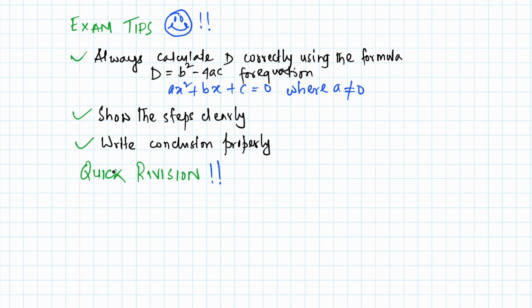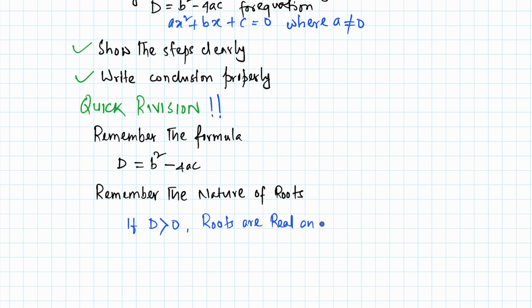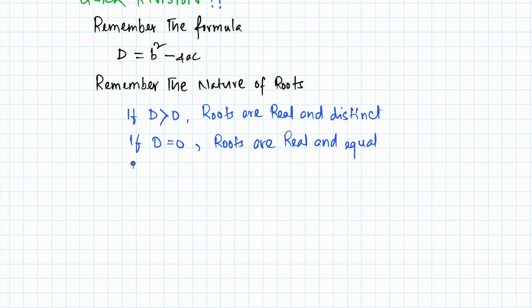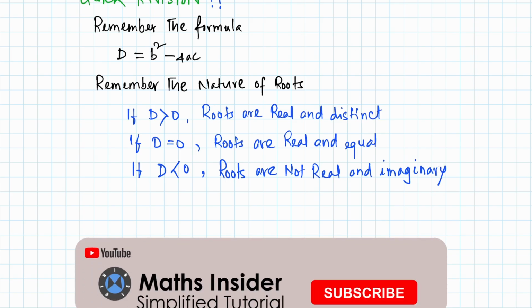Now, whatever we have learned so far, let's recap. Remember the formula d is equal to b square minus 4ac, and also remember the 3 different cases which arise on the value of d, that is, the nature of the roots. If d is greater than 0, roots are real and distinct. If d is equal to 0, roots are real and equal. And if d is less than 0, the roots are not real and they are imaginary. These are the important things you have to remember.